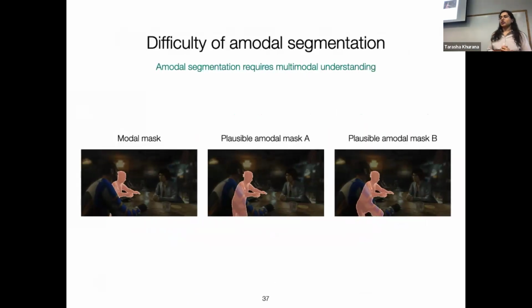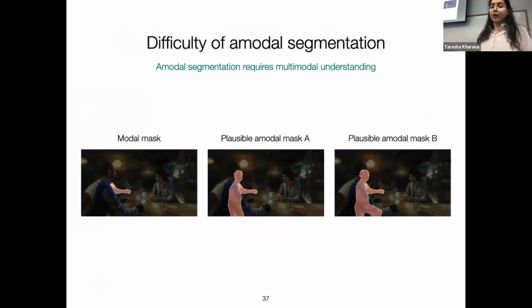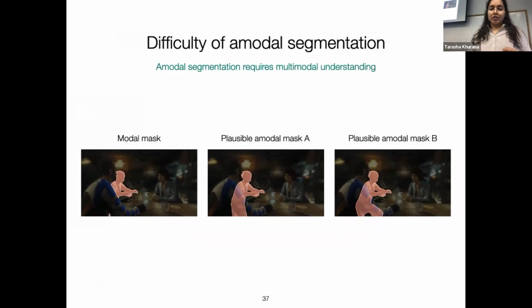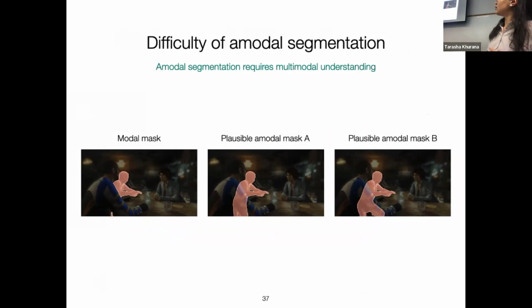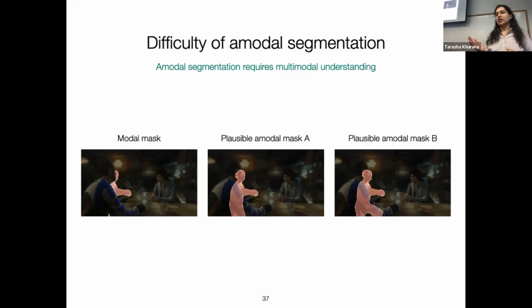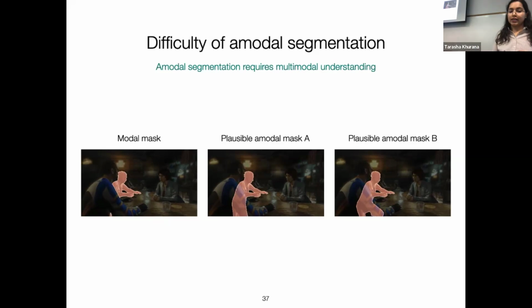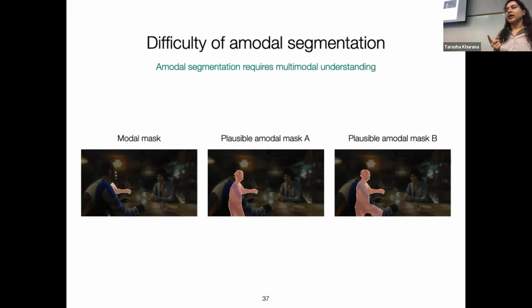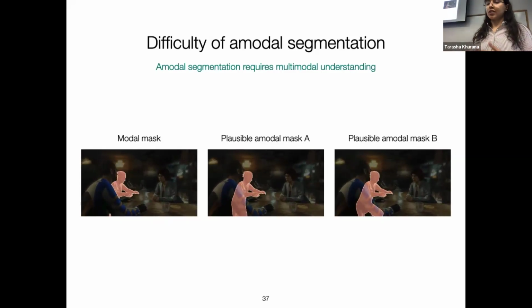So amodal segmentation is not a straightforward task because when an object is occluded, there are multiple explanations for what could be behind the occluder. So for example, a partially visible arm and head here could belong to a person that's either sitting or standing. And both of these are consistent explanations. So this ambiguity makes our prediction task inherently a multimodal problem, which means that there isn't a single correct answer, but rather a distribution of plausible shapes and appearances of this object.